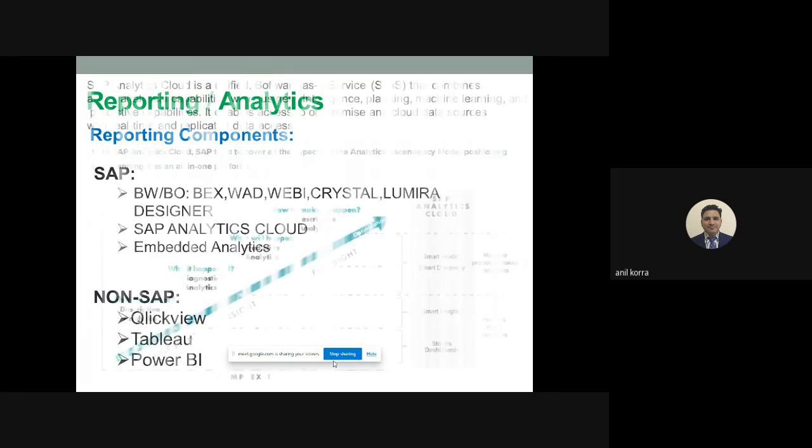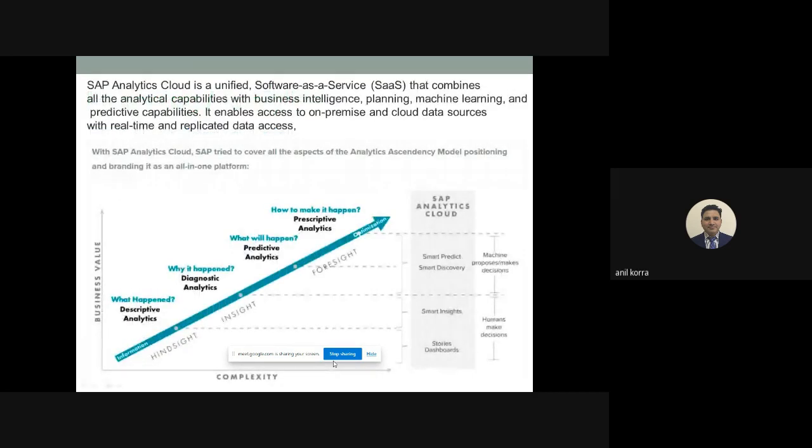And when it comes to SAP SAC, what is SAC? SAC is a unified software as a service that combines all the analytical capabilities of business intelligence. Planning can be performed, machine learning is inbuilt, and we also have the predictive capabilities in SAC. This component supports both on-premise as well as cloud, with real-time data as well as data replication methods. So all the options are available in this component.